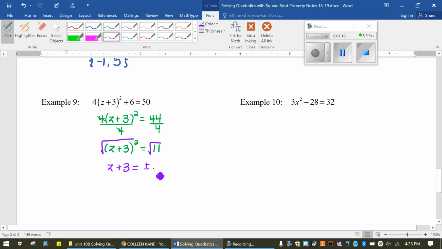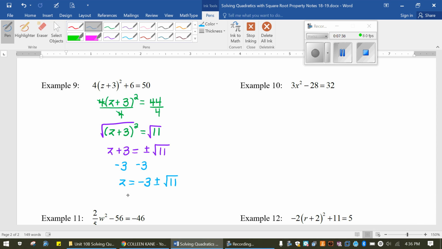Don't forget your plus or minus. And then this can't be broken down. There's no perfect square factors of 11, so we're going to leave that alone. And we're going to subtract 3 from both sides. So we have a negative 3 plus or minus the square root of 11. And then we're going to put that in a solution set.